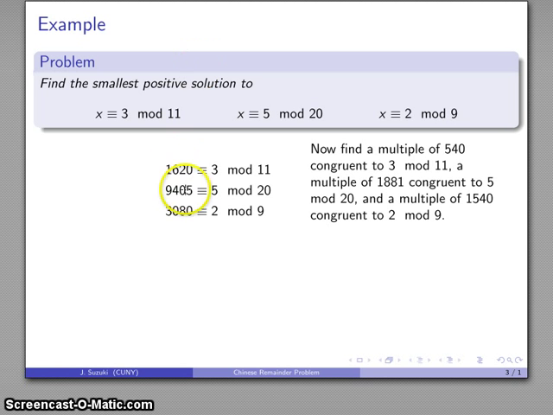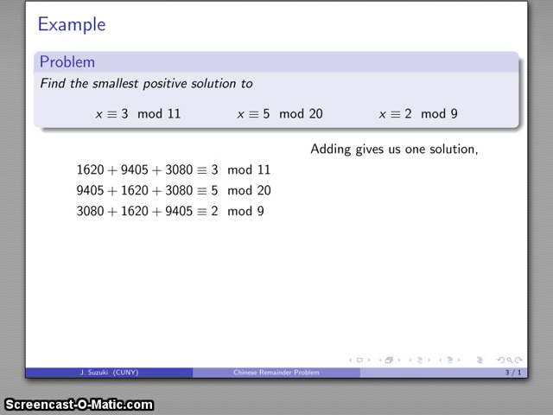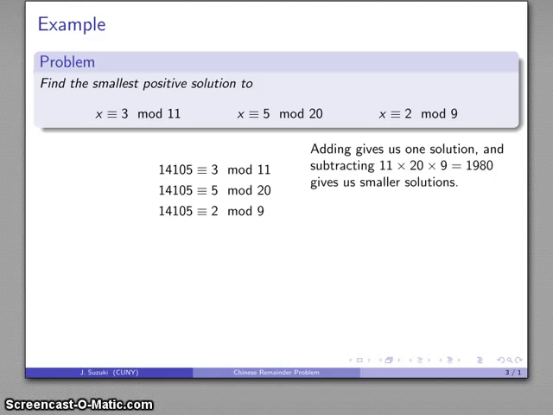And again, these two are both congruent to 0 mod 11. So if I add these two to the first number, I still have a number congruent to 3 mod 11. And likewise for the others. And again, all three numbers are actually the same number. And I can find the smallest positive solution by subtracting 11 times 20 times 9, 1,980, repeatedly.